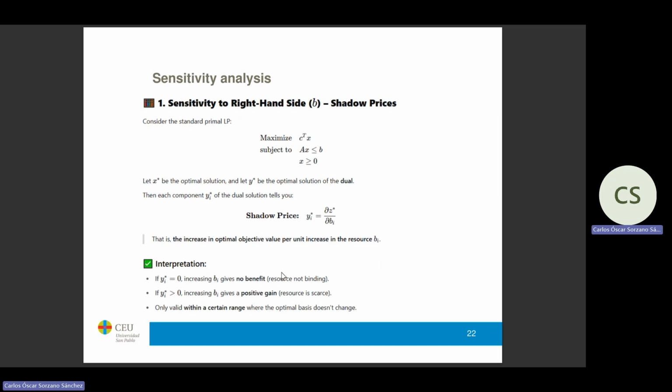Shadow price of budget will be 0. And if it is larger than 0, then that tells you that increasing bi will give you a positive gain, and the opposite: if it's smaller than 0, that means that decreasing bi will give you a positive gain. So that resource is the one that is limited.